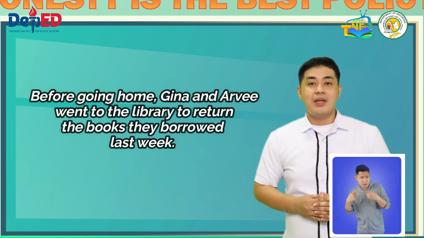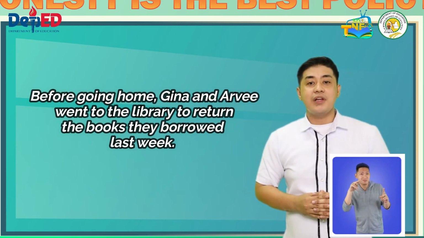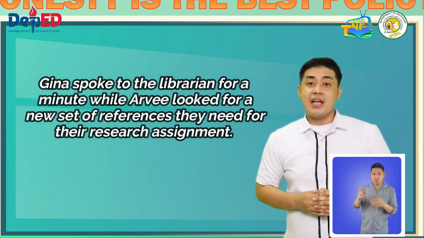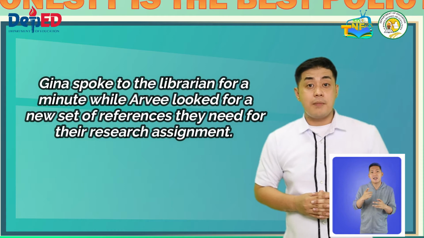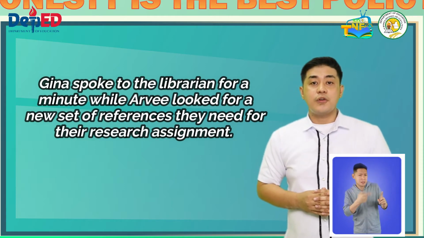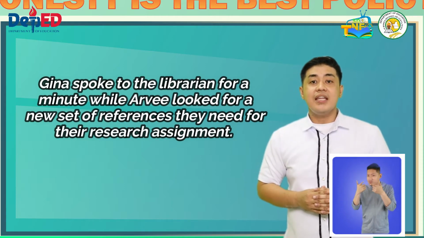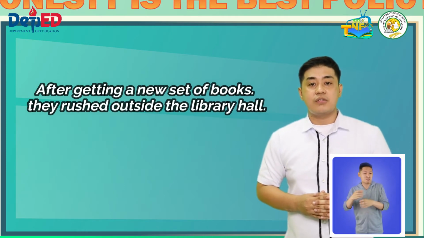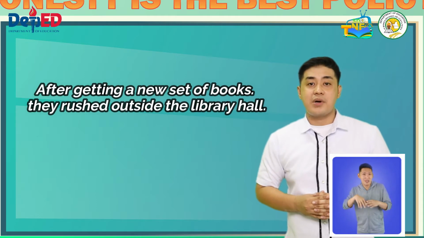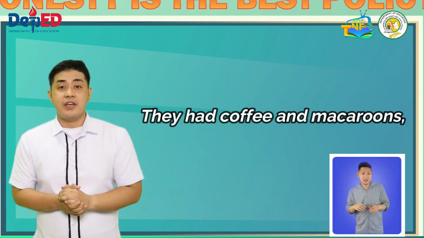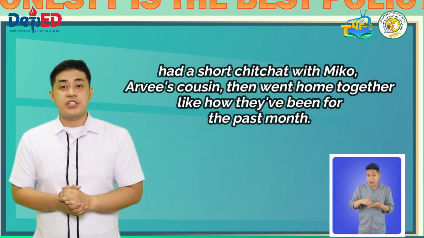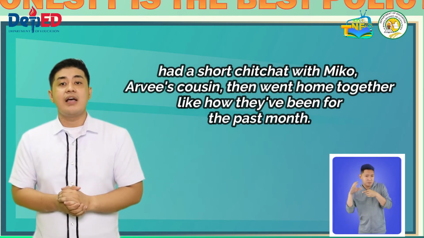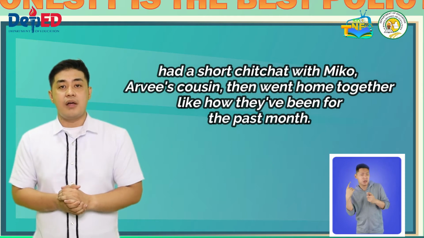Before going home, Gina and Arvi went to the library to return the books they borrowed last week. Gina spoke to the librarian for a minute while Arvi looked for a new set of references they need for their research assignment. After getting a new set of books, they rushed outside the library hall. They had coffee and macaroons, had a short chit-chat with Nico, Arvi's cousin, then went home together like how they've been for the past month.